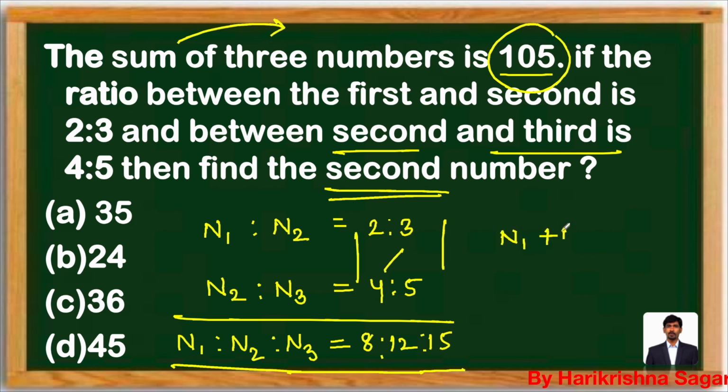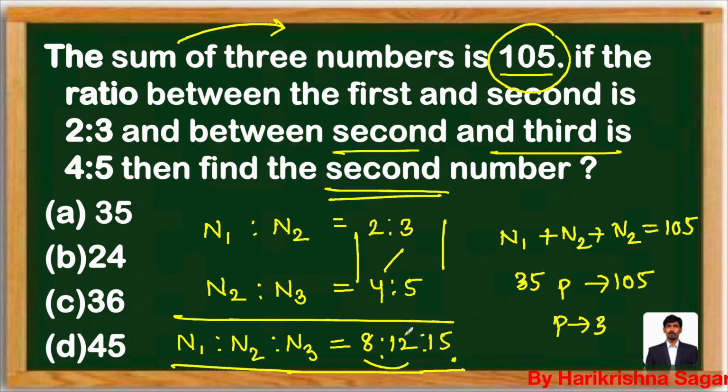That means n1 plus n2 plus n3. Sum of the three numbers they given 105. And what is the ratio of this? 8 is to 12 is to 15. That means what is the sum of the parts? 8 parts, 12 parts, 15 parts. Sum of the parts is 35 parts. So if 35 parts is equal to 105, then what is one part value? One part value is 3. But they are asking you to find out the second number. Second number is 12 parts. 12 into 3, 36. Mark the answer option C. Hope you are able to understand what I am trying to convey.